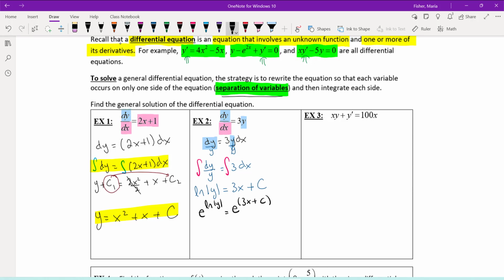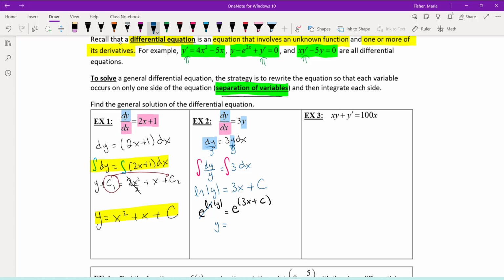Since e and natural log are opposite operations, those two are going to cancel and you're just left with the absolute value of y. But since the exponential is never negative, there's nothing you can raise e to so it becomes negative, we can just write y here, don't need the absolute value bars anymore, and that's going to equal e to the 3x plus c.